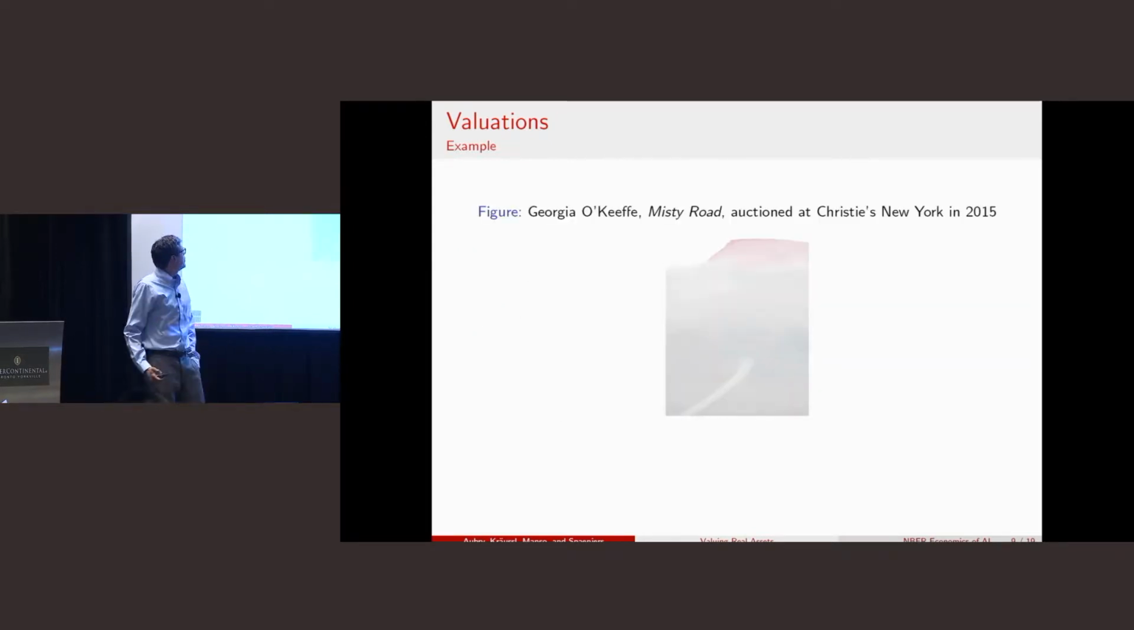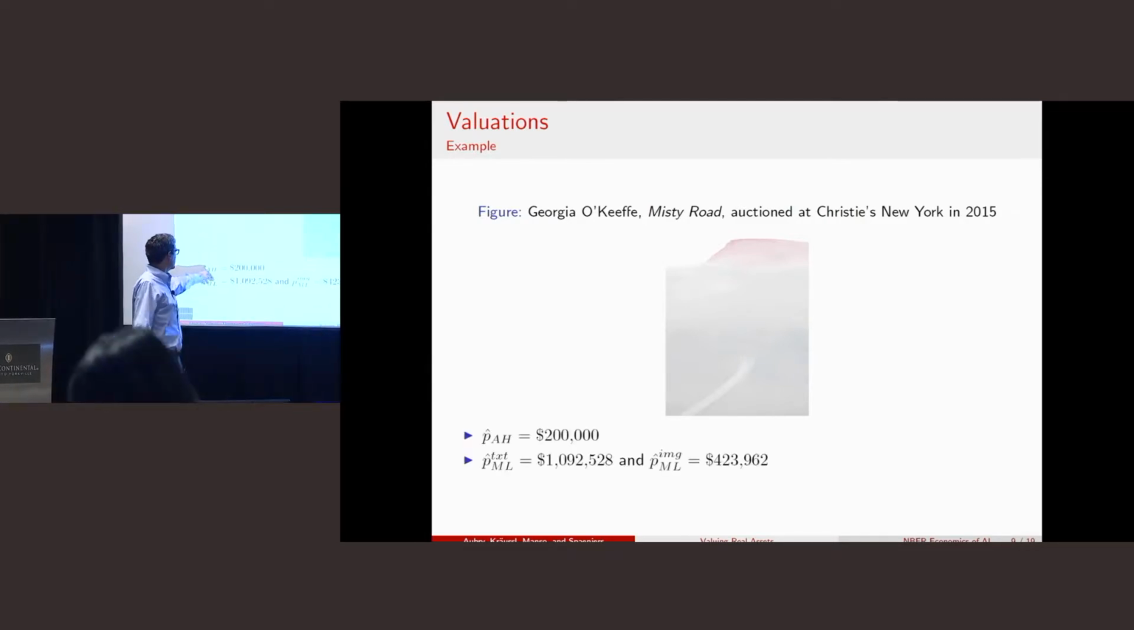Here's an example. This is Georgia O'Keeffe's Misty Road, a painting that was sold at Christie's in 2015. The auction house estimate was $200K. The machine learning estimate was $1 million.